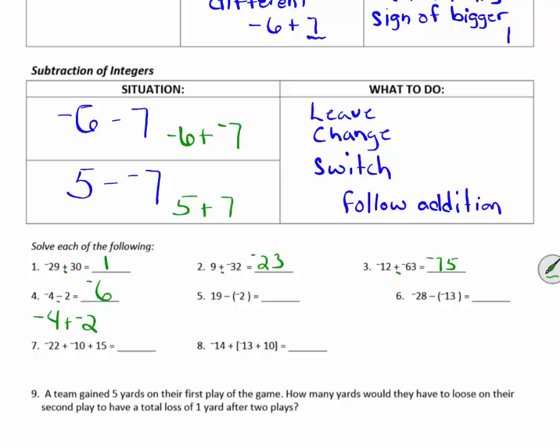For number 5, we're going to have 19 plus 2. Signs are the same, add them together. Number 6, we're going to have -28 plus 13. Signs are different, so we're going to subtract. There's more negatives, so we're going to have -15.